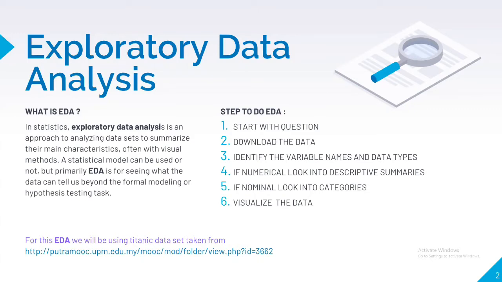testing task. There are many steps to do EDA, starting with a question, then you download the dataset and identify the variable names and data types. Then after that, you can choose the appropriate methods to use for describing the dataset. If the data type is nominal, we can look into categories, or we can use descriptive if it's numerical. Then the last step will be visualizing the data.